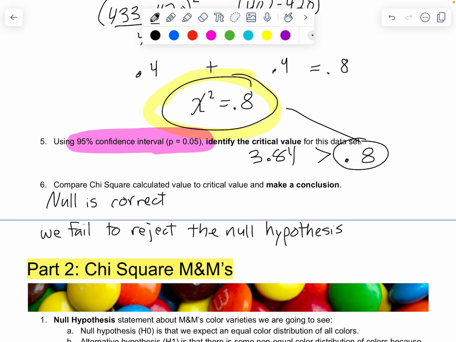I'm going to stop this video because it's going to get kind of longer otherwise, and I'm going to then pick up with part 2, the chi-square M&Ms, for a second video.